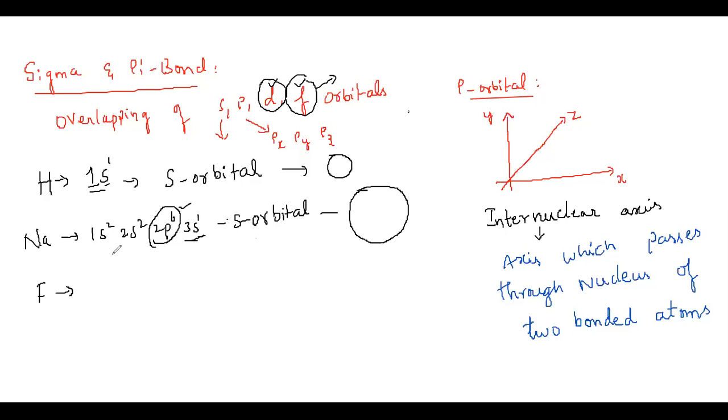Similarly, if I take fluorine, in the case of fluorine, which orbital is this? The valence shell is in the p orbital. So what should be the shape of the p orbital?